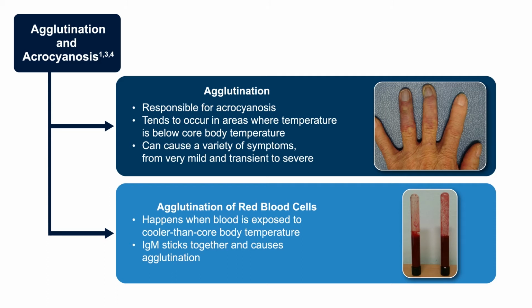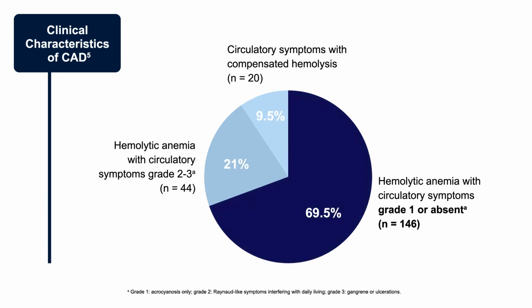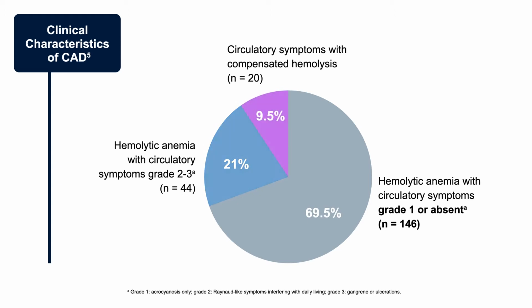If we think about the clinical characteristics or the clinical phenotype of this disorder, we're going to see that the vast majority of patients are going to have a hemolytic anemia with mild circulatory symptoms. There are a lesser percentage of patients who have hemolytic anemia with more severe grade 2 or 3 circulatory symptoms. And then a very small percentage of patients that have only circulatory symptoms, compensated hemolysis, and no anemia.